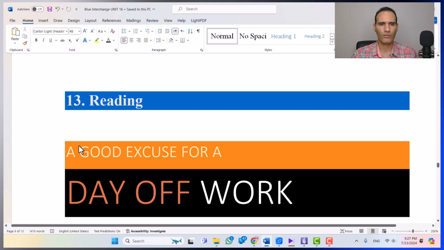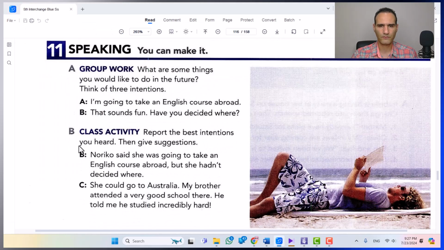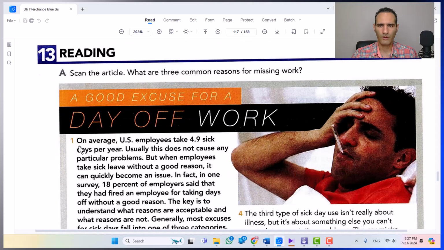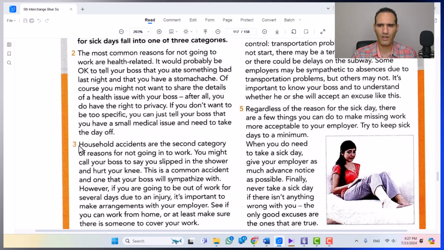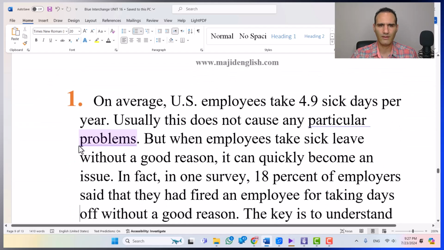Going to our reading. A good excuse for a day off work. Here it is, and I have had it typed for you. So let's go to the Word file and see what it is. About excuses for not going to work.